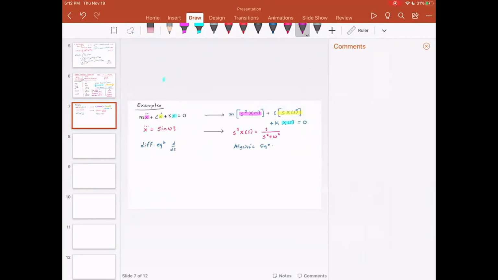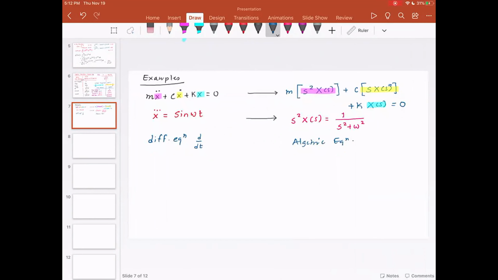Here is the simple idea, and let me give you just the idea. I'm not going to solve this, but here is the idea. I will find out x of s is equal to 1 divided by s square plus omega square, and this is my solution in the Laplace domain.